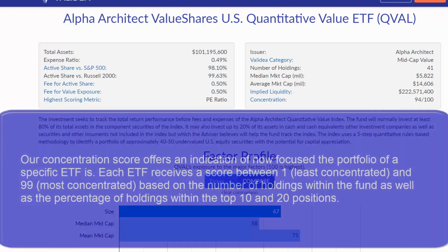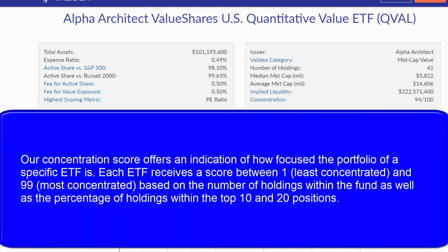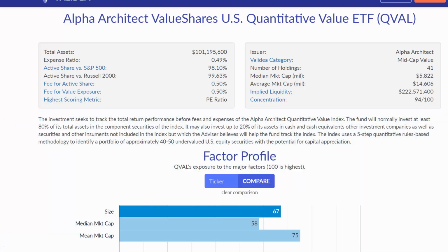And then the last value in the table is the concentration, which just tells you how concentrated this ETF is relative to other ETFs. The highest score is 100 out of 100, and the lowest score is 1. You can see this ETF only has 41 stocks in it, so you'd expect it to be fairly concentrated, and in this case, it is. It has 94 out of 100. We're using two factors in that: the number of holdings, but also the percentage of holdings that are in the top 10, the top 20, the top 50. So we're trying to determine how many stocks it has, but also how concentrated it is in its largest positions. Those two things are combined together to create this concentration score.